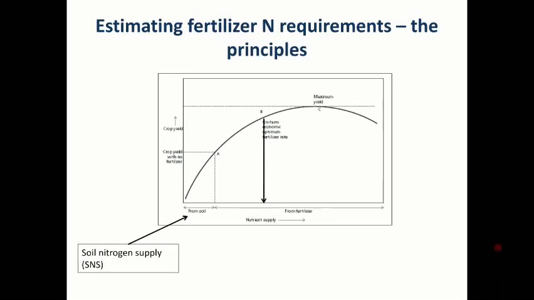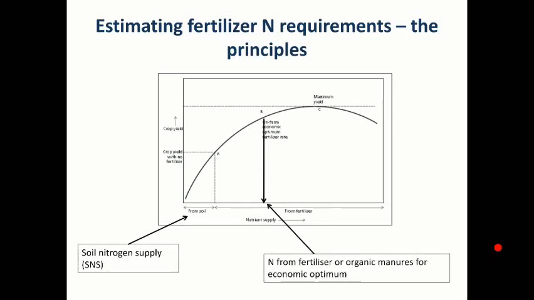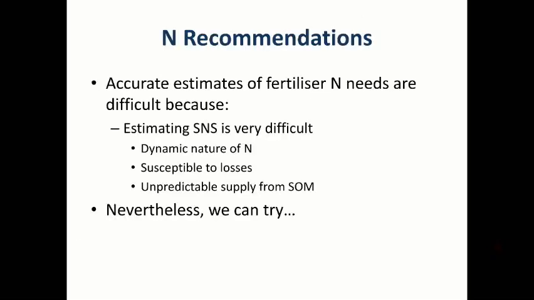But we're, of course, trying to get that on-farm economic rate, as I talked about again in the last little lecture about break-even ratios and how that's related to cost of the fertilizer versus value of the crop. And so in order to get that optimum yield, then we have to supply N additional to what's provided by the soil. We've got to apply it coming from fertilizer or organic manures. And that's really the name of the game, what we're trying to do when we're trying to come up with optimum fertilizer nitrogen recommendations. So they're difficult, as I said, because estimating soil nitrogen supply is very difficult.